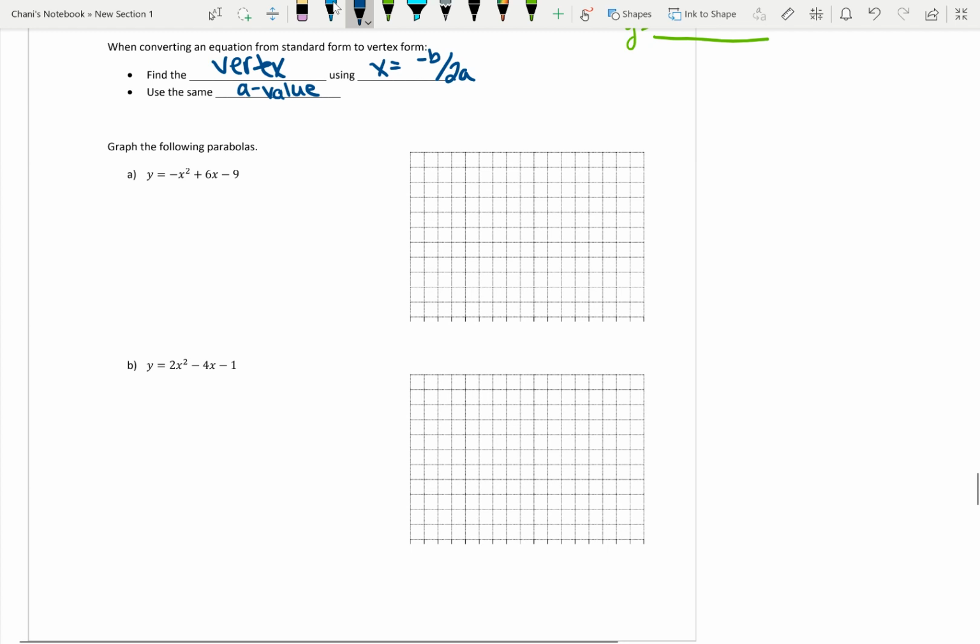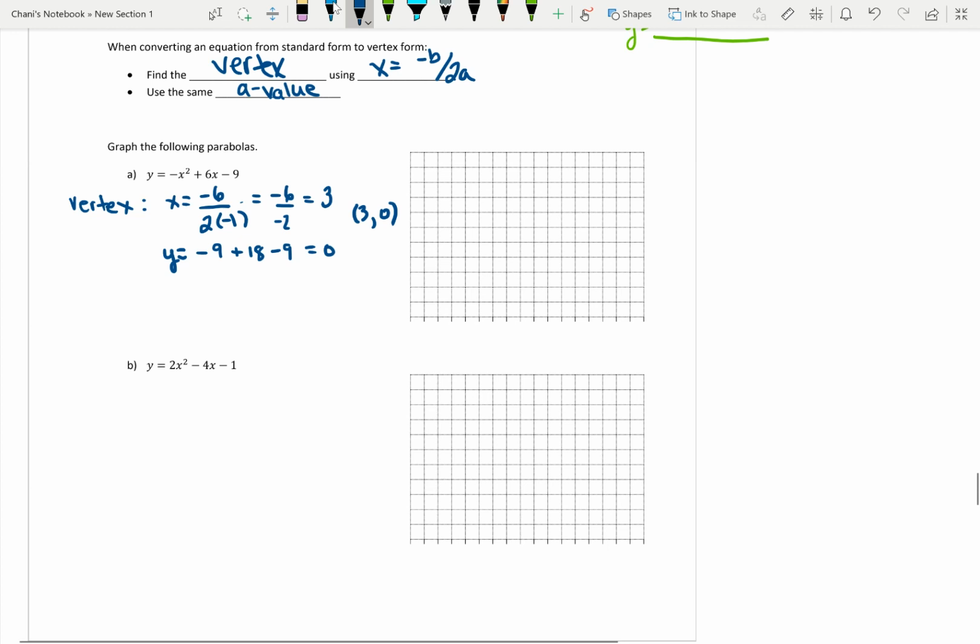So to do this, the first step is to find the vertex using our method of x equals negative b, so negative 6 divided by 2a, so 2 times negative 1. So this is negative 6 divided by negative 2, so the x value of the vertex is 3. Now the y value I find by putting 3 back in, so that would be negative 9 plus 18 minus 9, which is actually 0. So in this case, my vertex is (3, 0).